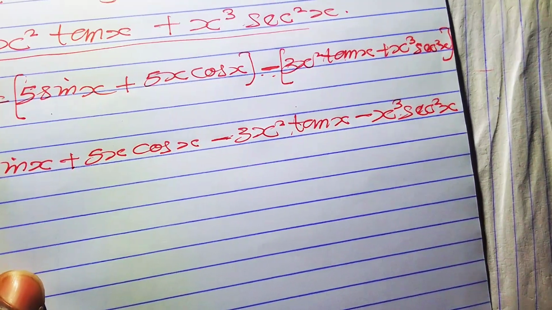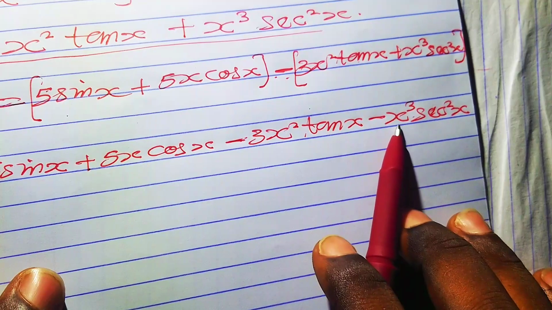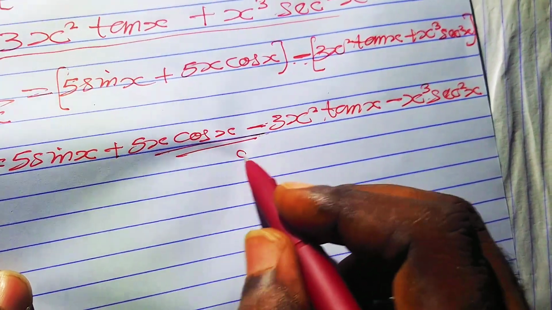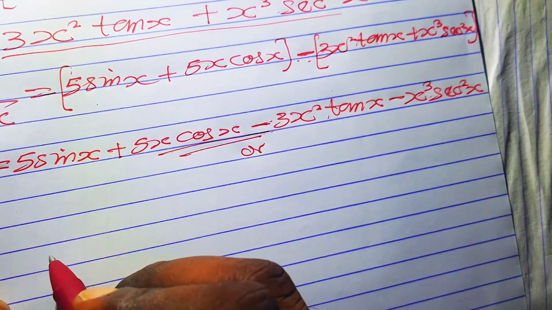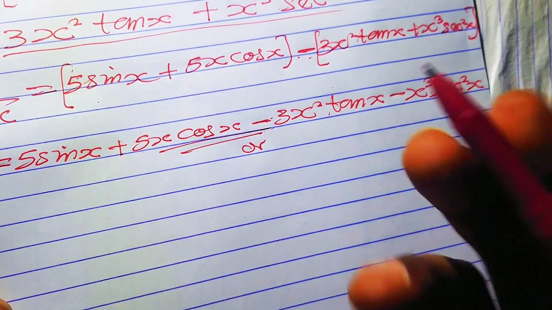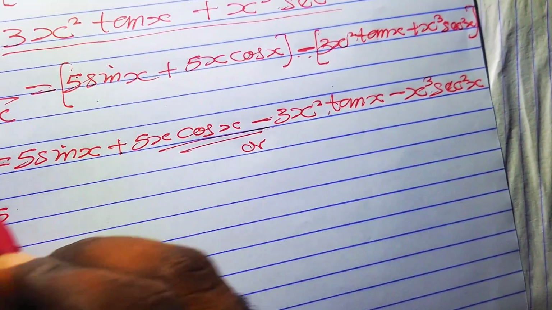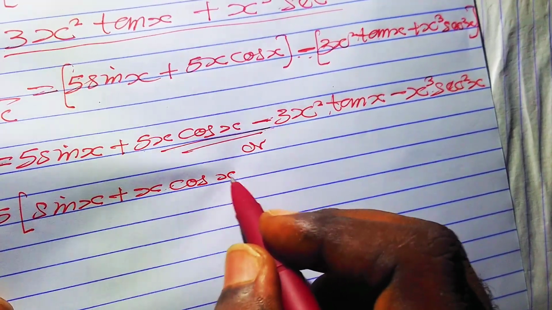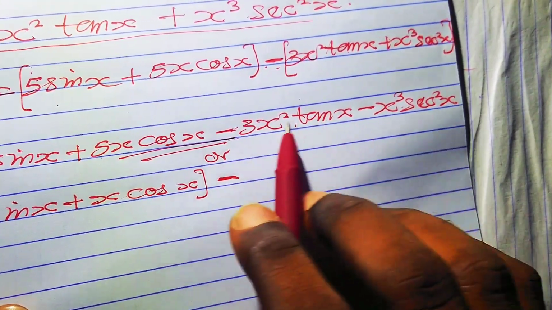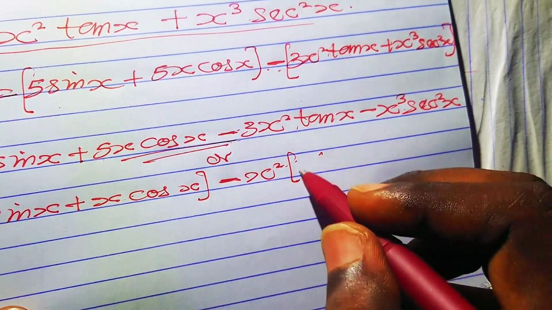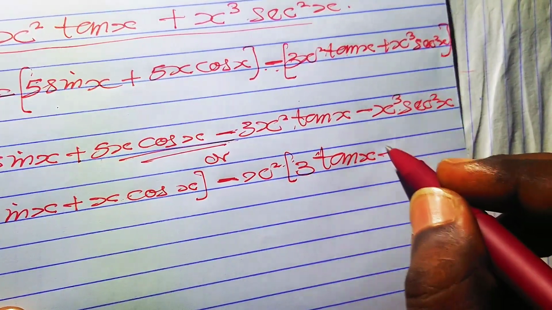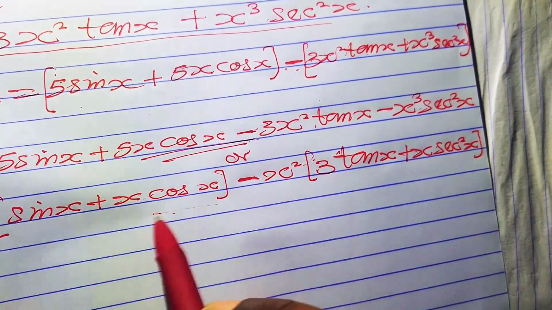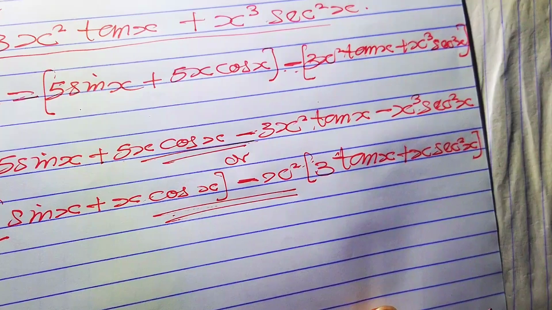Because we have x squared and x cubed here, we can use x squared to factorize that if we need to. But this is basically the answer, and our answer can also be expressed this way, where we also use 5 and 5 here to factorize. So we can write that out as 5 in a bracket sine x plus x cos x, minus, then x squared is used to factorize this, that's 3 tan x plus x sec square x. So this is the final answer to our question.